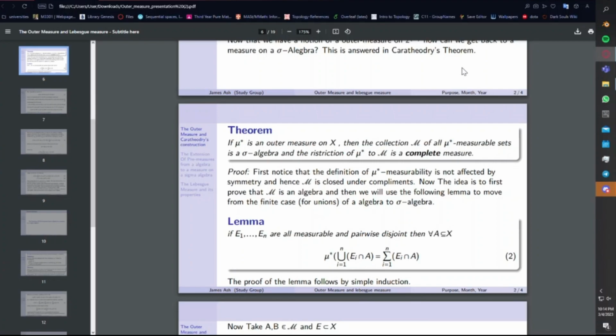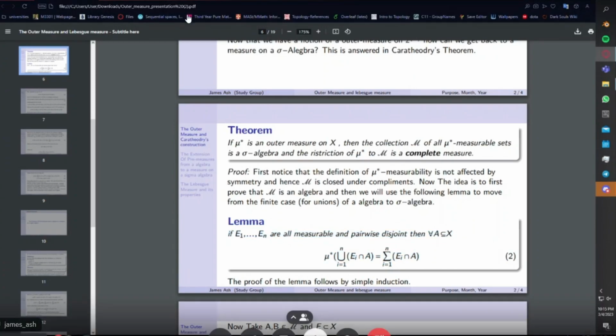Right. Let's see. So I'm going to cover the first part of the Carathéodory proof, which is that the set of measurable sets is going to be a sigma algebra, and I'll leave the proof of the completion. The proof that it's a measure and it's complete is much easier. So the way we do this is going to be through two parts. First of all, we're going to prove that M is an algebra, so it's closed under finite union. And then we're going to use this lemma. Well, it's not proven as a lemma, it's proven as a property, but I thought I'd just leave it as a lemma, using this property to just take limits and get to the case of the sigma algebra.